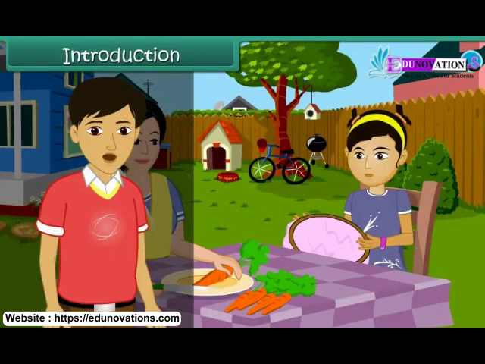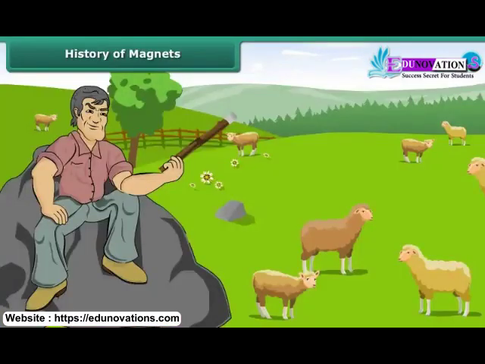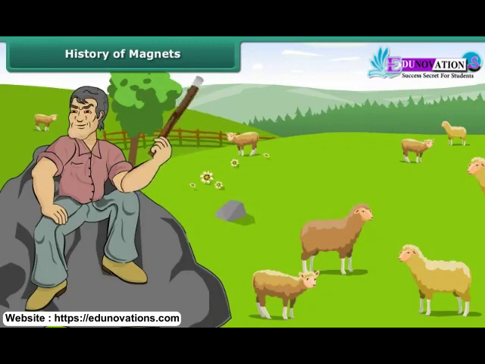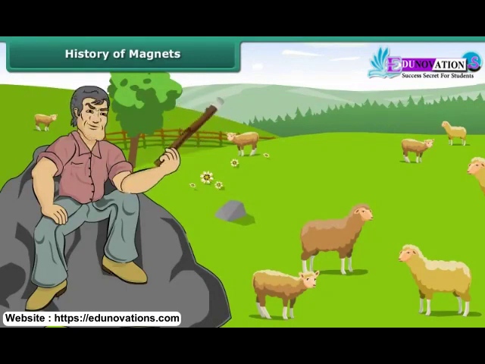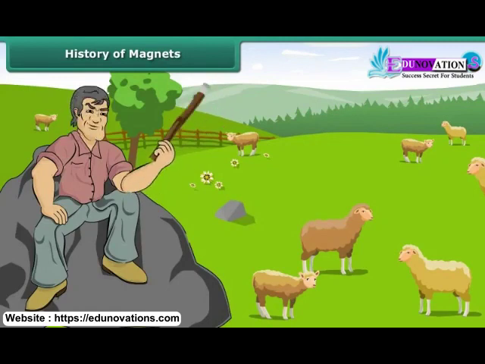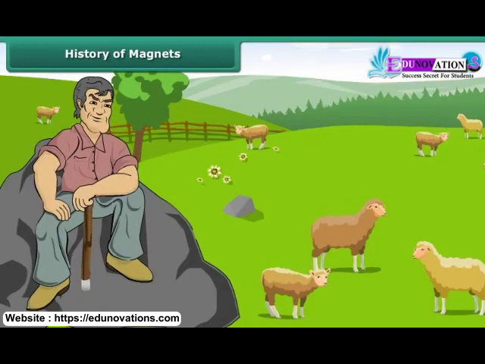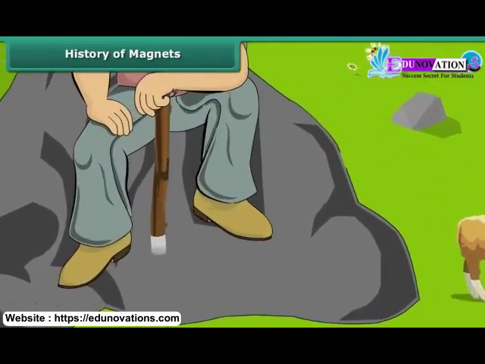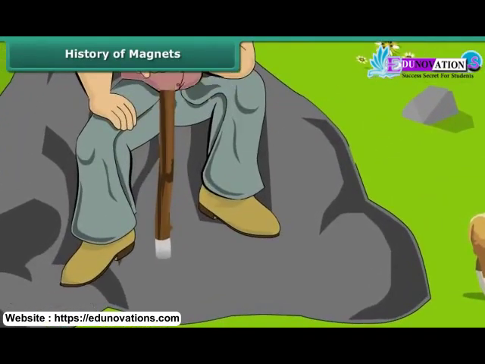Children, in this lesson, we will learn about magnets and their properties. History of magnets. There is a popular legend that leads us to the discovery of magnets, which involves an elderly Greek shepherd named Magnus. It says that Magnus was herding his sheep in an area of northern Greece called Magnesia about 4,000 years ago.